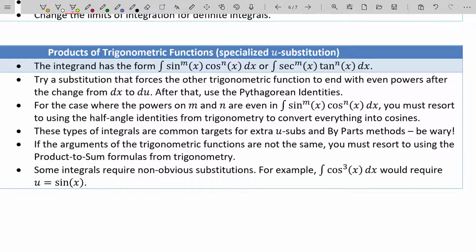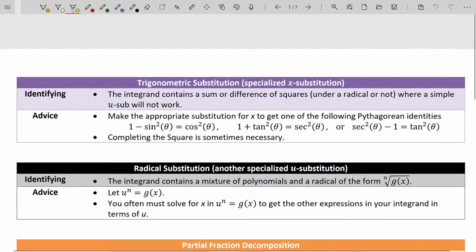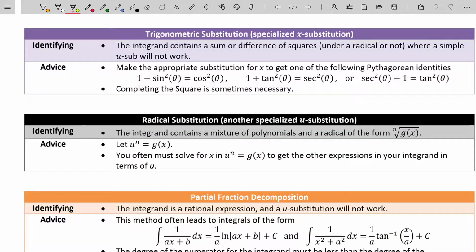if it were an exam or a quiz. And finally, like I've mentioned already, some integrals require non-obvious substitutions. For example, the cosine cubed would require u equals sine. So just keep your eye out. It's basically powers of trig functions is what this method is all about. Powers of trig functions.